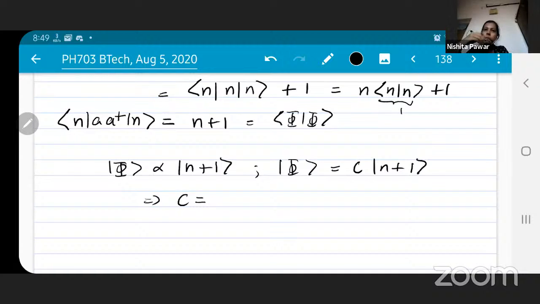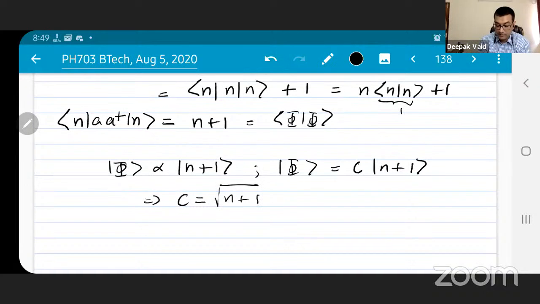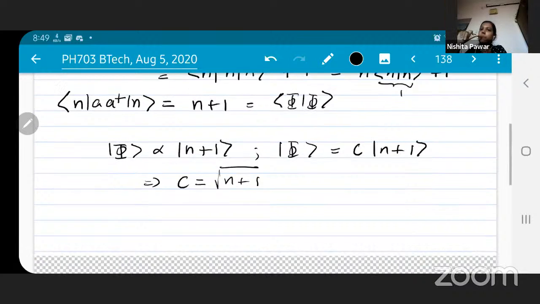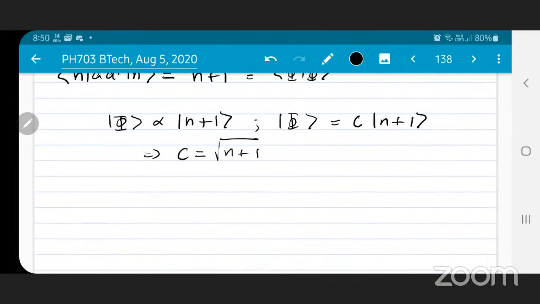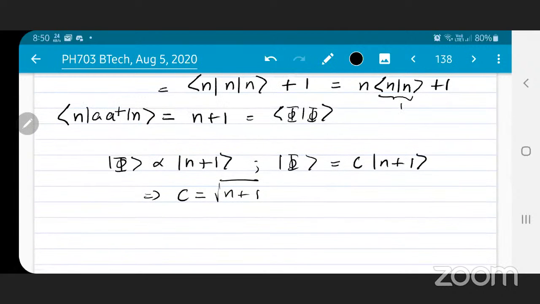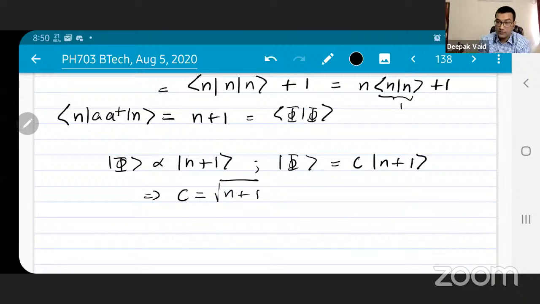Root n plus 1. So c will be equal to root n plus 1. Won't the norm of C be equal to root n plus 1, because C is a complex number here? What do you mean by the root norm of C? I mean the absolute value of C.